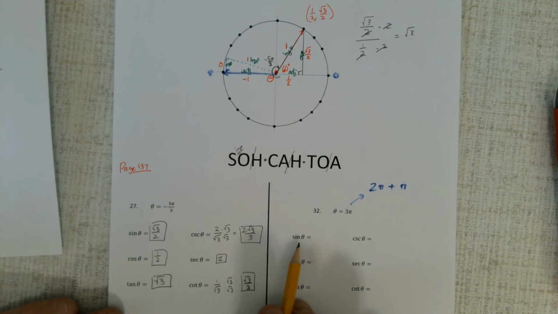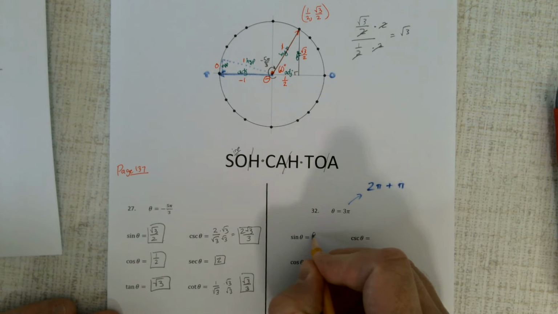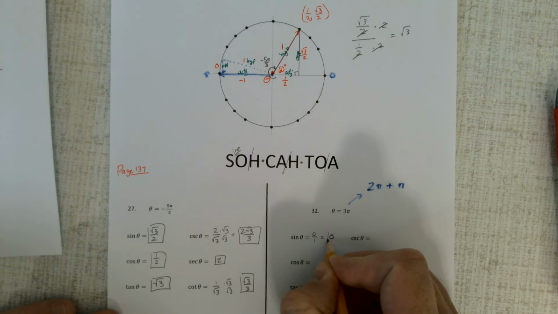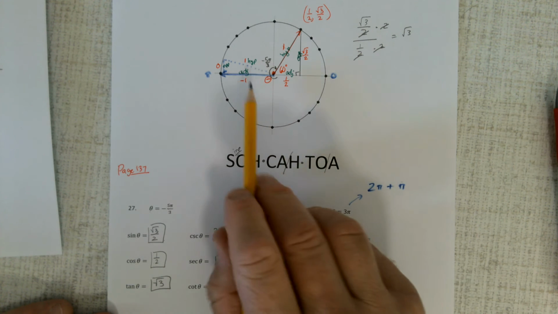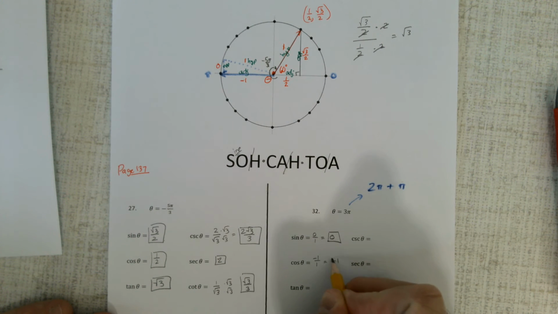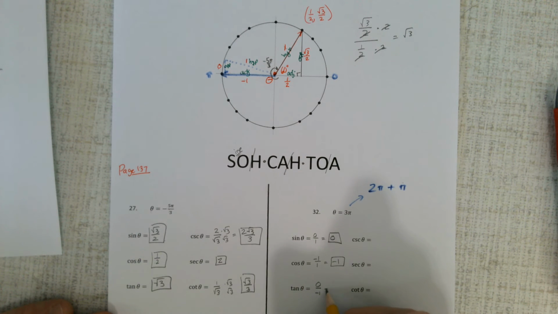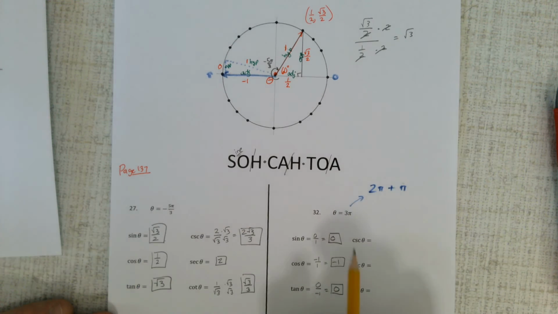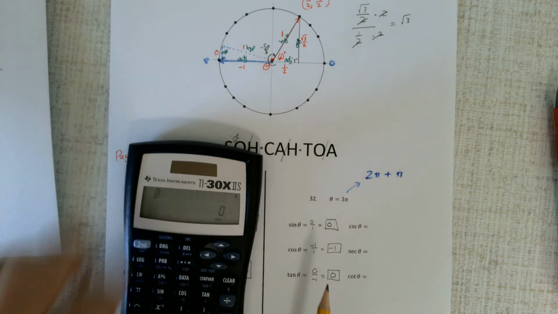What is the sine value? Well, sine is opposite over hypotenuse. 0 divided by 1 is just 0. And cosine value would be the adjacent over the hypotenuse, -1 over 1, which would be -1. Tangent would be the opposite over the adjacent, 0 over -1, which would be 0. So there's your outputs.